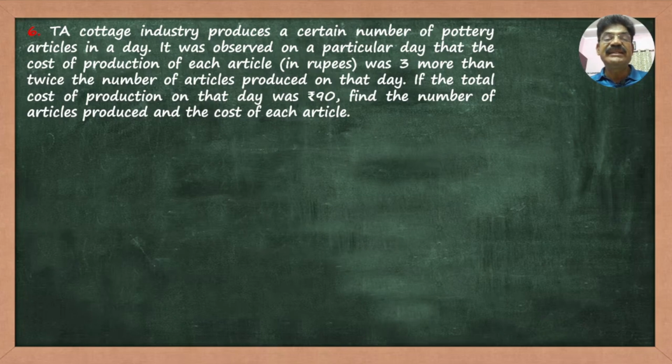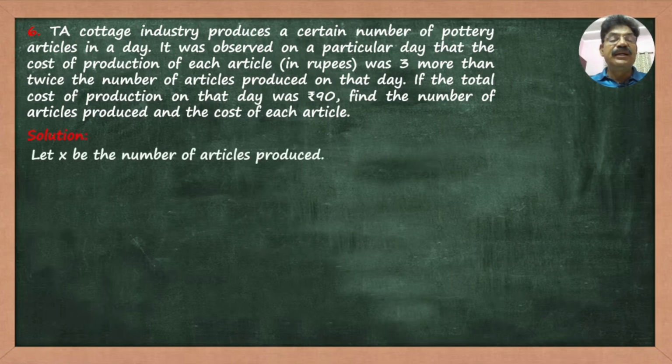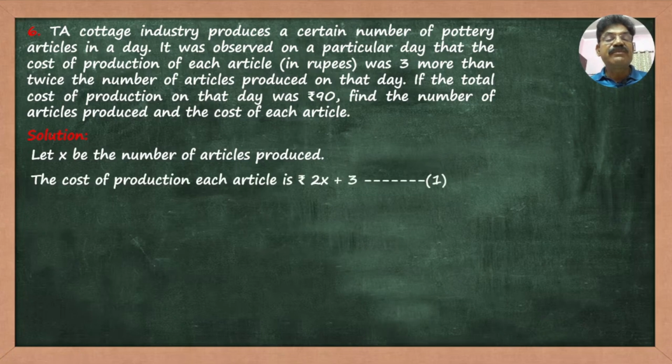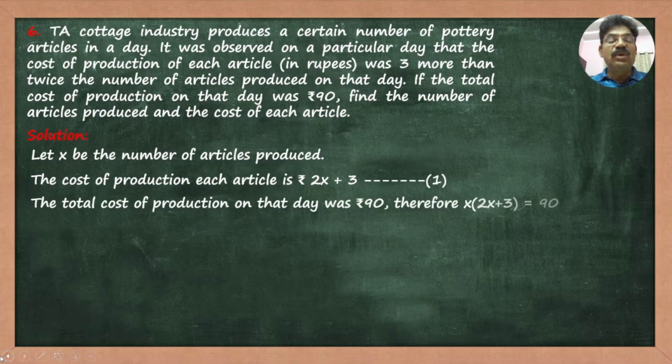So I am going to take x as the number of articles produced. So if x is the number of articles produced on that day, the cost of production of each article is rupees 2x plus 3, because it is 3 more than twice the number of articles produced. So it is 2x plus 3. The total cost of production on that day was rupees 90. Therefore, the total cost is number of articles into price. So x into (2x plus 3) is equal to 90. When you multiply, you get 2x square plus 3x minus 90 is equal to 0.